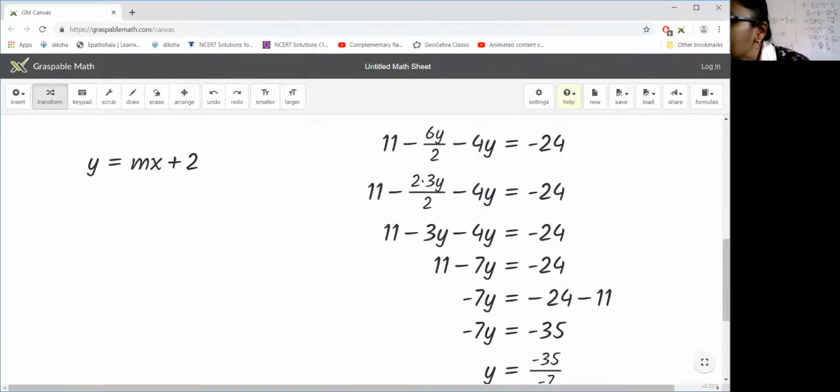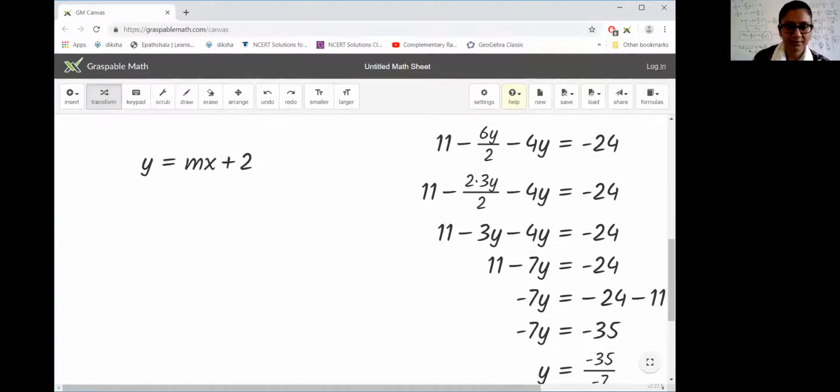What did you get it as? Ma'am, mx plus 3. Y is equal to mx plus 3. Oh, okay, sorry. Yes, ma'am, mx plus 3, sorry. I have to change that. I don't know what happened to my mouse. It's not moving.